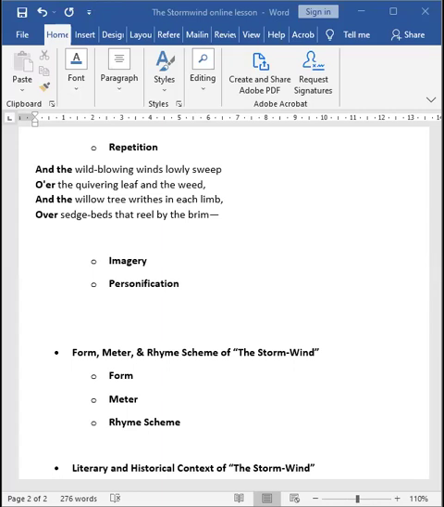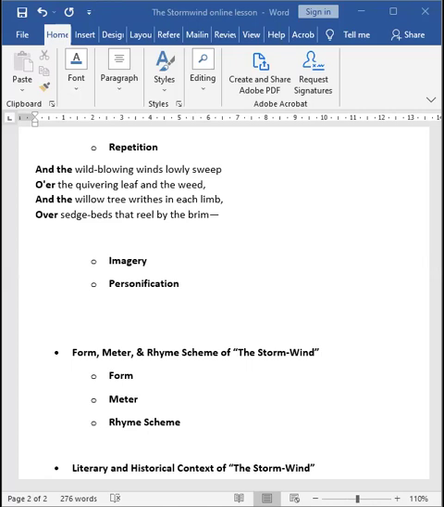Similarly, the speaker says that a willow tree writhes in each limb. In other words, the tree's branches are twisted like the arms of human beings. When they are twisted, they are in pain. Again, the word writhes more typically refers to people or maybe animals, and it is associated with discomfort and pain. So it sounds as though the tree is being tortured by the storm. Because of the storm, the branches of the trees are not just swaying, but are in pain as well. They're in torture, they're in discomfort. So this personification emphasizes just how powerful this storm is.